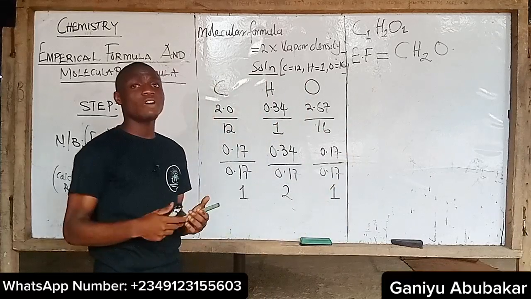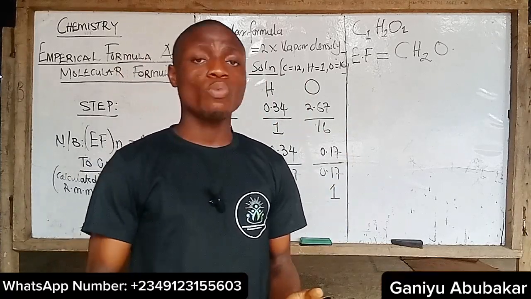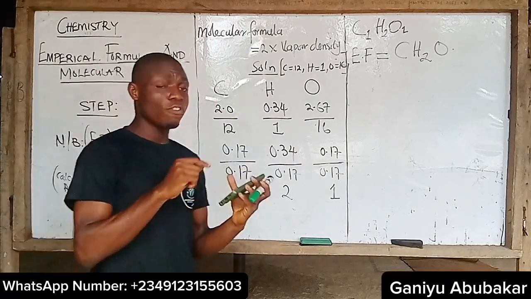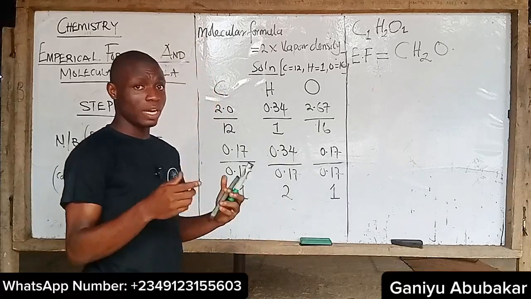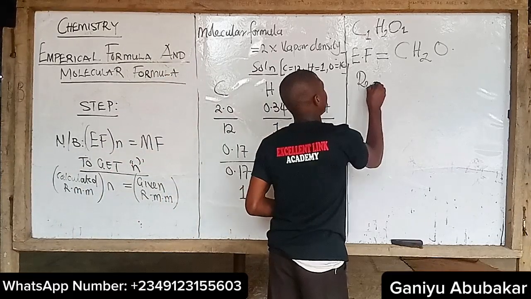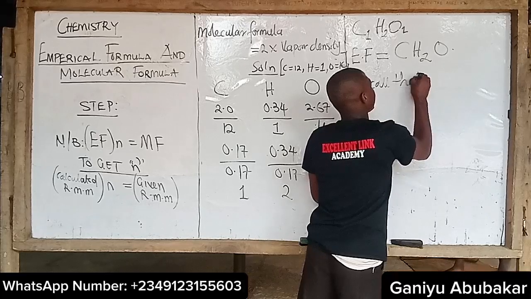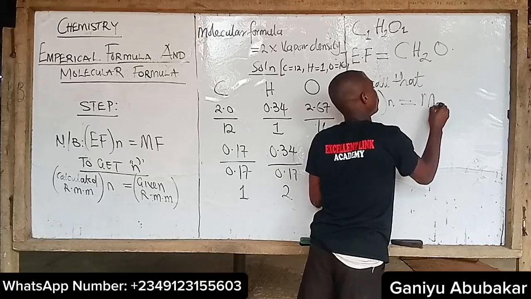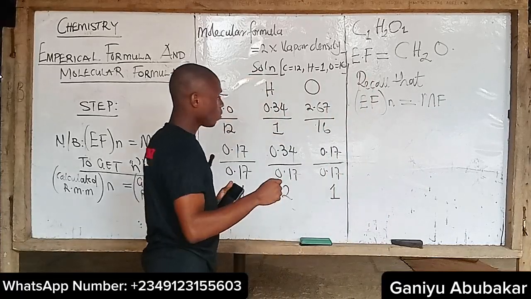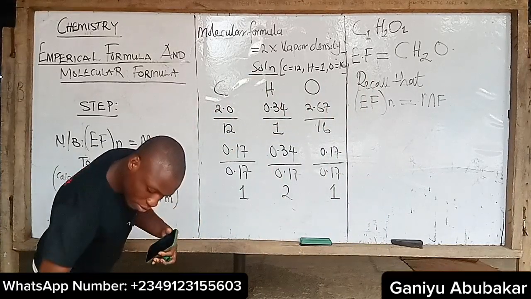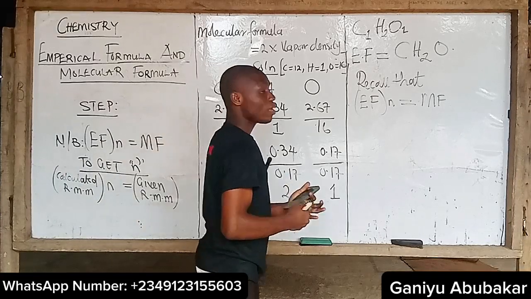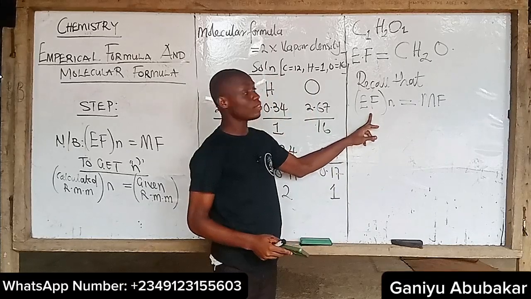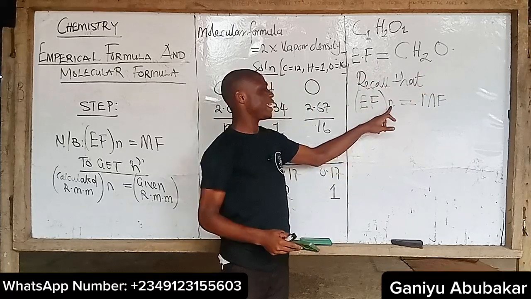Now the question says we should also find the molecular formula, but we are given the relative molecular mass as 60 gram per mole from the question. So how do you get your molecular formula? Recall that empirical formula multiplied by n is always the molecular formula. I've gotten my empirical formula, which is this formula here. So let's get n. How do we get n?